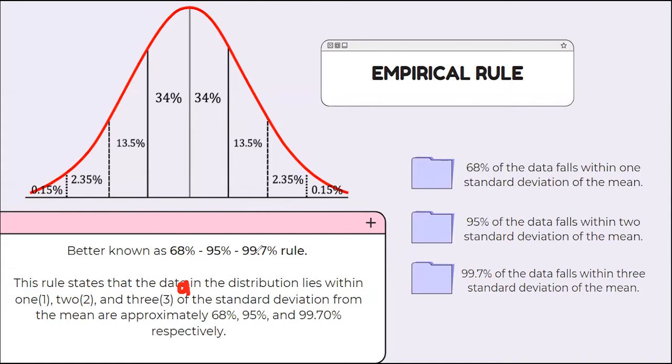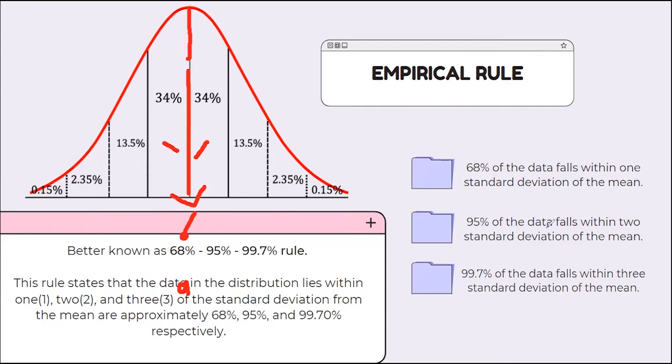So, how do we read this graph? This is the mean, right? If you add them together, it will result to 68%. 68% of the data falls within 1 standard deviation from the mean. So 1 deviation from the mean to the right and to the left is equal to 68%.